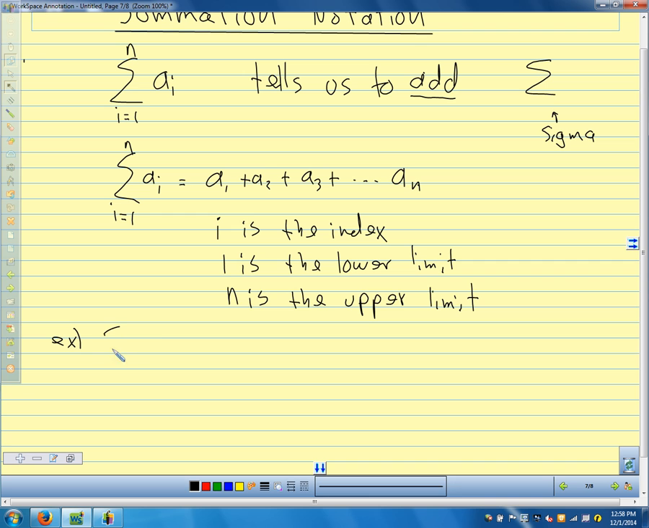So let's look at an example. The sum of i equals 1 to 4 of 3i. So this is just telling us to add together 4 terms of this sequence. So that's going to be 3 times 1 plus 3 times 2 plus 3 times 3 plus 3 times 4. So i starts at 1 and goes all the way up to 4. And if I calculate this out, this equals 34. 3 plus 6 plus 9 plus 12.